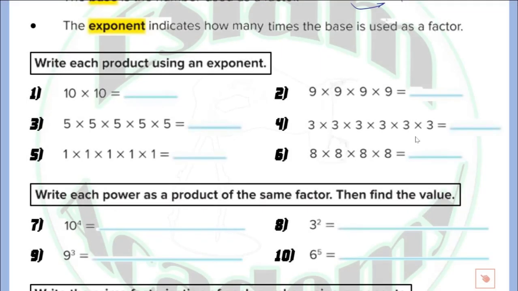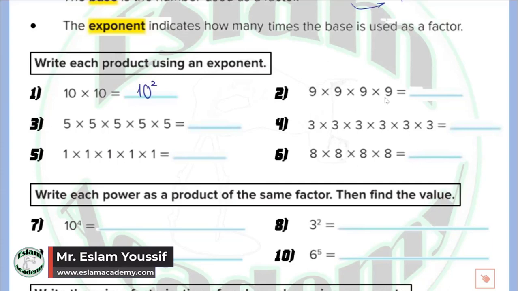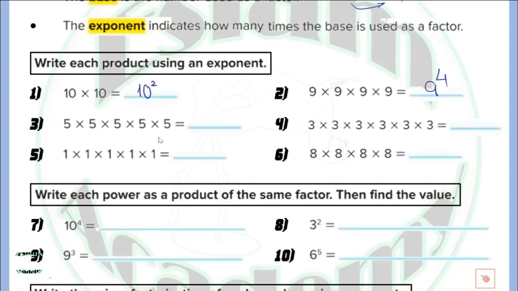In this question, we need to write each product using an exponent. Now we have 10 repeated 2 times in multiplication, so we can write it as 10 raised to the power 2. In question number 2, 9 is repeated 4 times in multiplication, so it will be 9 raised to the power 4. 5 here is repeated 5 times, so it will be 5 to the power 5. But 3 is repeated 6 times, so it will be 3 to the power 6. The number that we repeat, we just write without any change, and the power will be how many times we repeat this number.